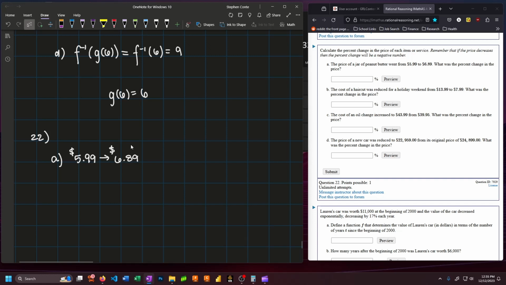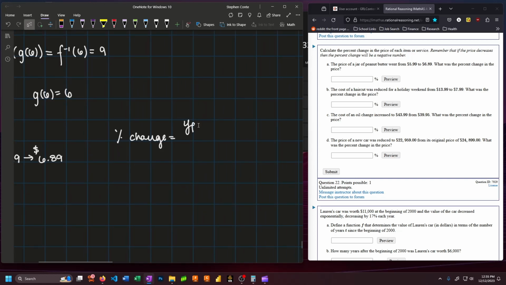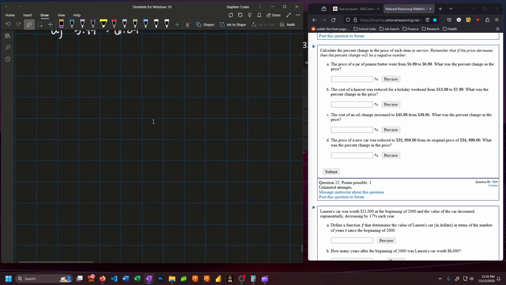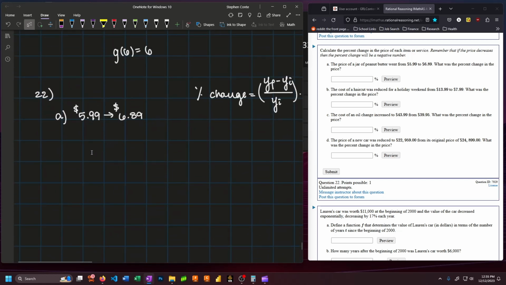So remember, the formula for percent change, which is y final minus y initial divided by y initial times 100%. In this case, our final y is going to be $6.89, and our initial y is going to be $5.99. So we'll just plug in these numbers, and then we'll multiply by 100%.